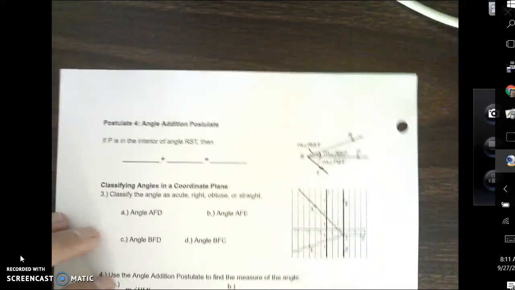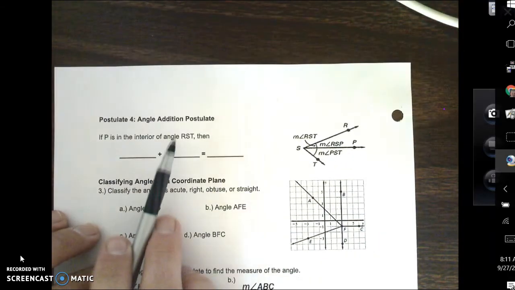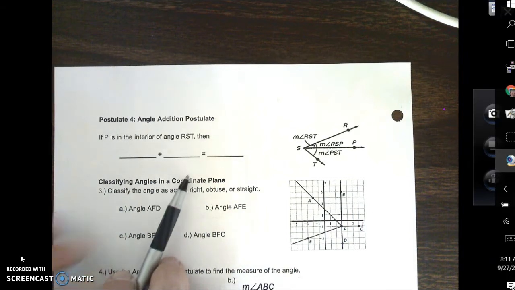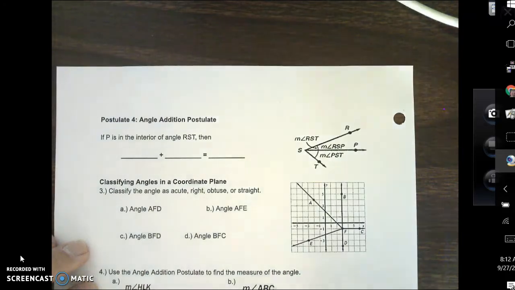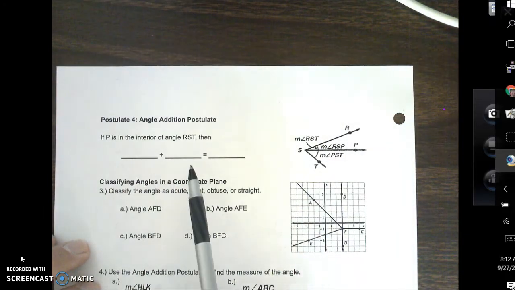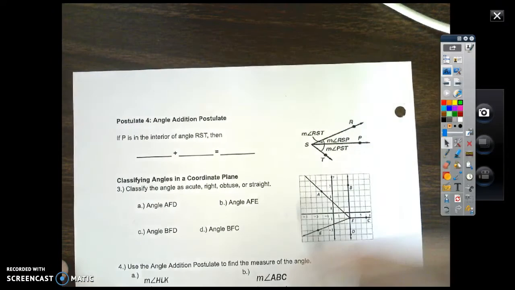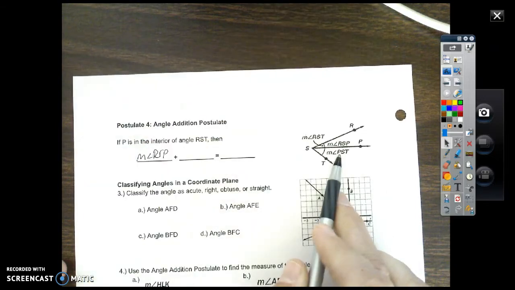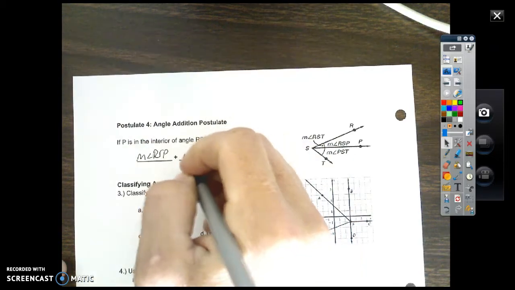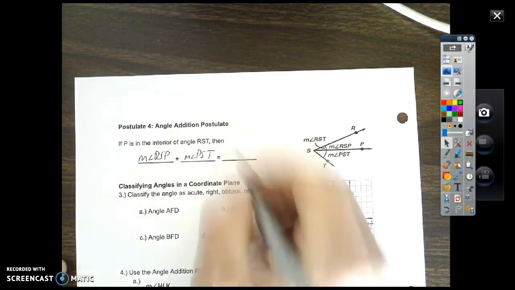If I go to the back here, okay, angle addition postulate. This is very similar to your segment addition postulate. Okay, so it's almost the exact same thing when we talk about like the two rulers. This ruler plus this ruler equals the big ruler. Well, it's the same thing with angles. If P is in the interior of angle RST, then, okay, so I can write in here the measure of angle RSP plus the measure of angle PST equals the measure of angle RST.